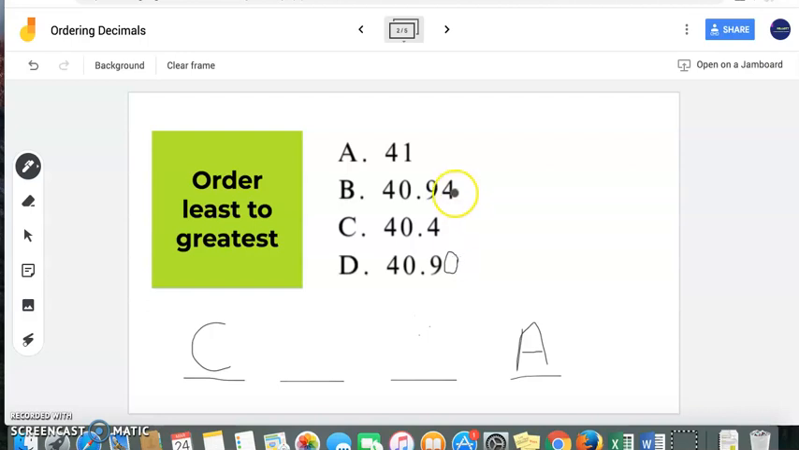So now if I'm looking here, I have 4 and I have 0. So 0 is the smaller number and the smaller value. So therefore 40 and 9/10 is smaller than 40 and 94/100. So I'm going to put D first and then I'm going to put B. So if I was organizing these from least to greatest, I would choose the answer choice that has C, D, B, and A. Now it's always important to double check your work just to confirm that you did organize everything from least to greatest and you were following the exact directions that were given to you.